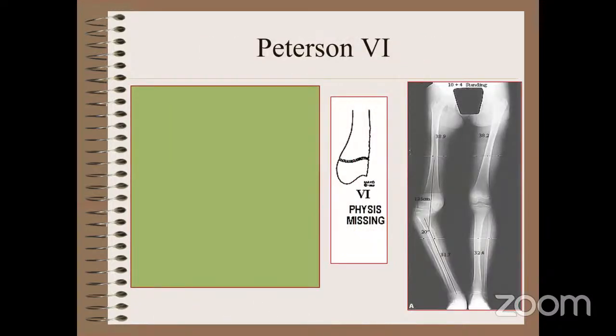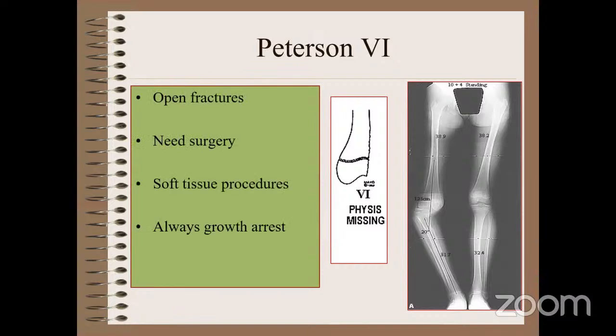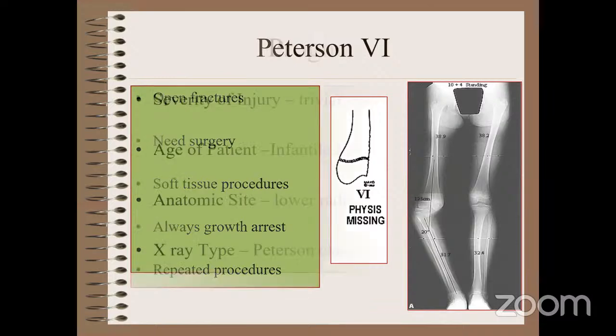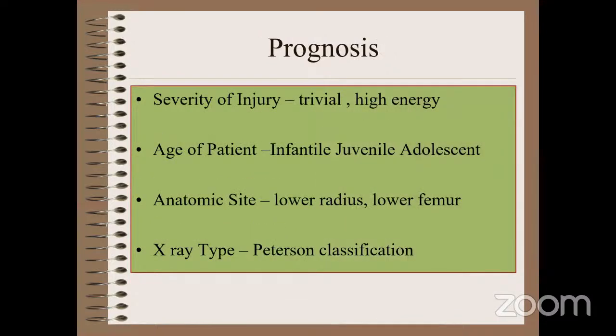When there is a missing physis, growth arrest is assured, and this is a compound fracture which will require appropriate treatment with soft tissue procedures, and then you have to manage the growth arrest with more procedures later on. The prognosis of any fascial injury depends on the severity, whether it was a low energy injury or a high energy injury. What is the age of your patient? How much growth is remaining? How much remodeling potential is there?